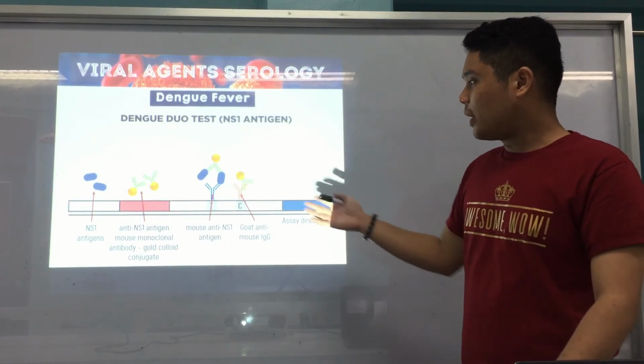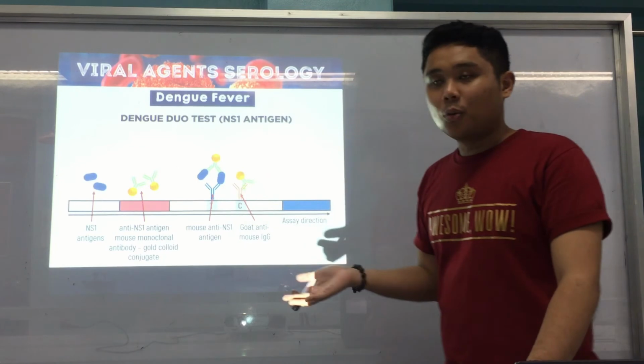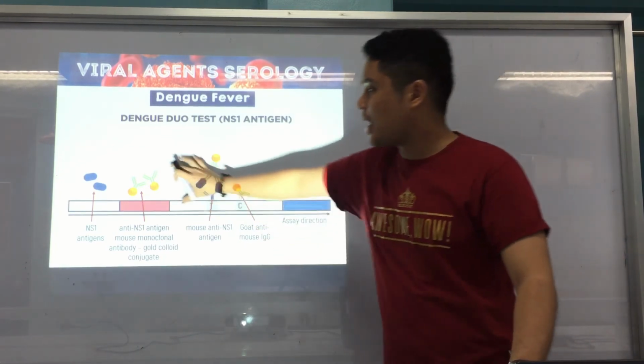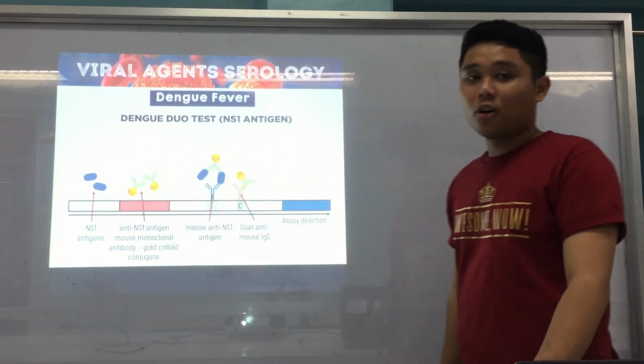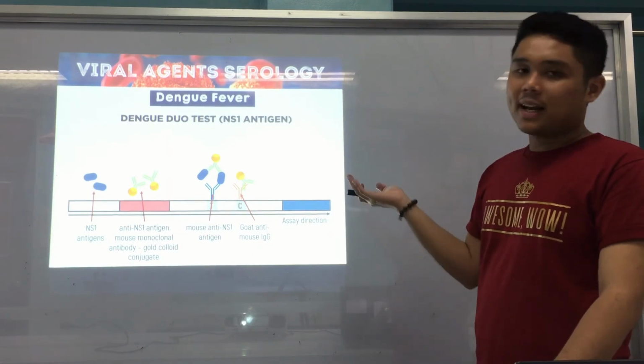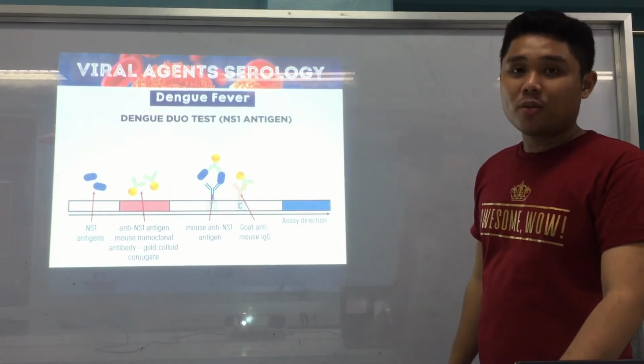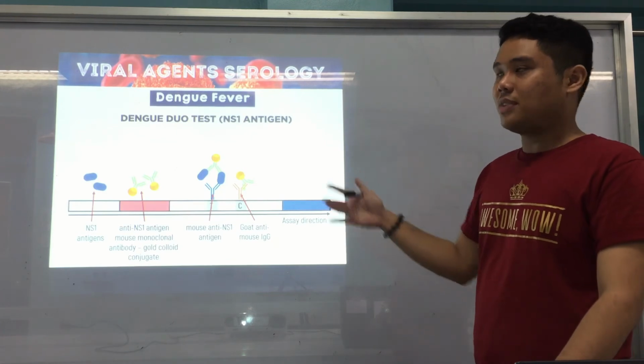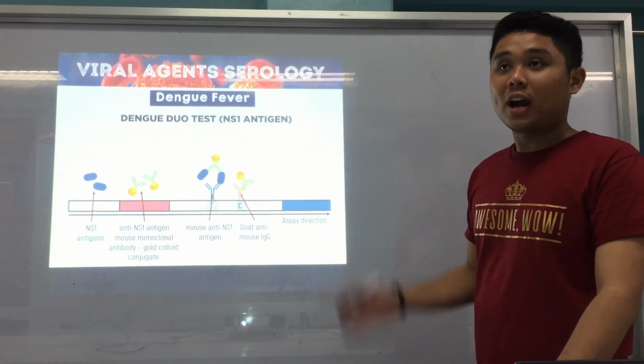And of course, our control will capture the remaining unbound ng mga gold colored conjugate, and of course, still producing a colored band on the control, diba? So again, immunochromatography, this is dengue duo test for NS1 antigen.